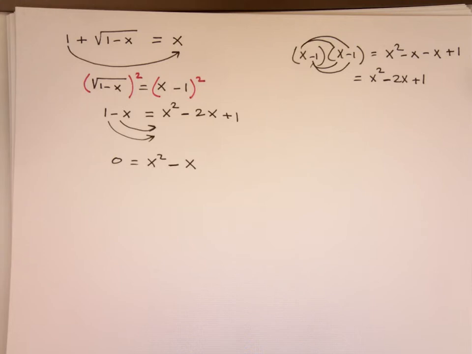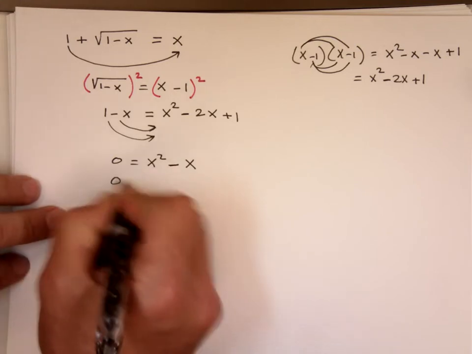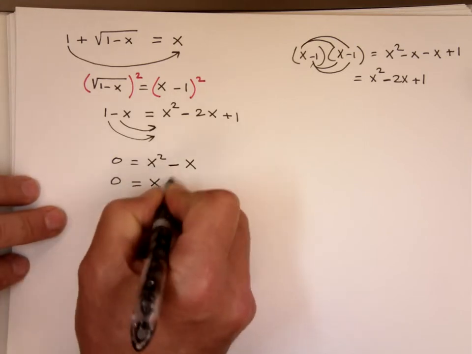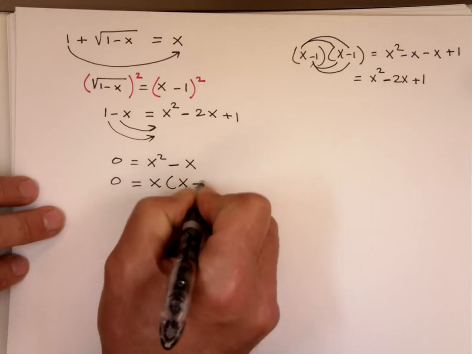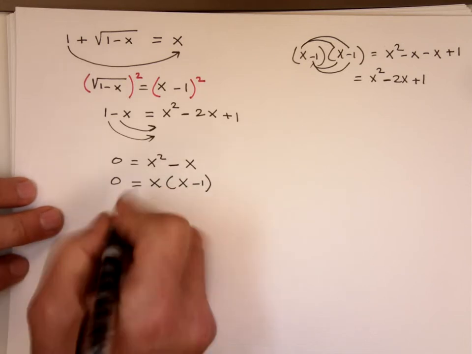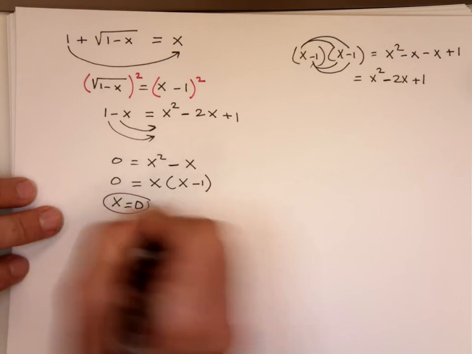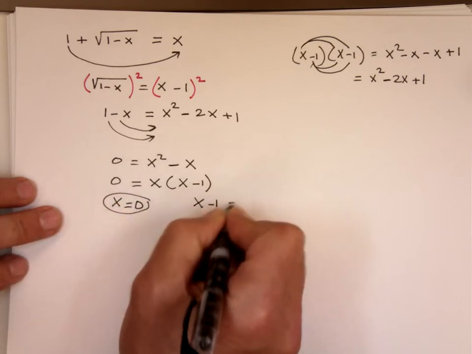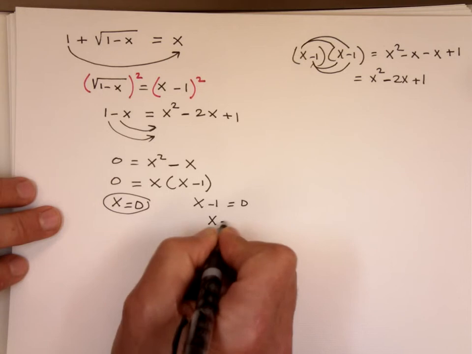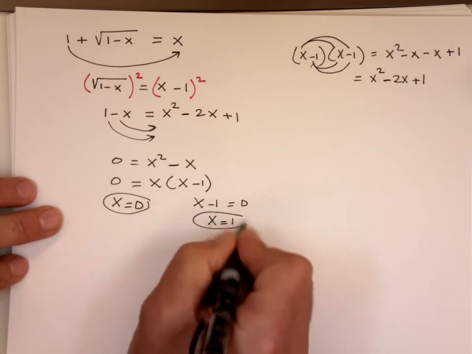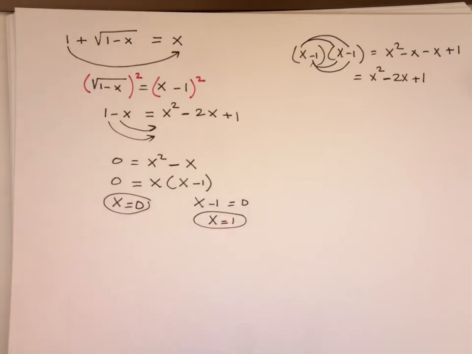Now let's factor this. You can factor an x out. What's left? X minus 1. Set each factor equal to 0 and solve it. So we have two answers. We got the 0 and the 1. Do they both work? Check answers.